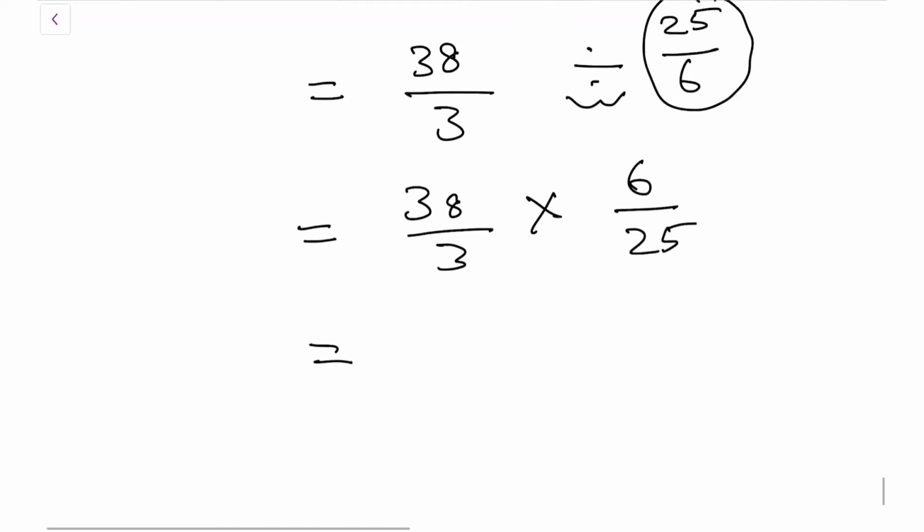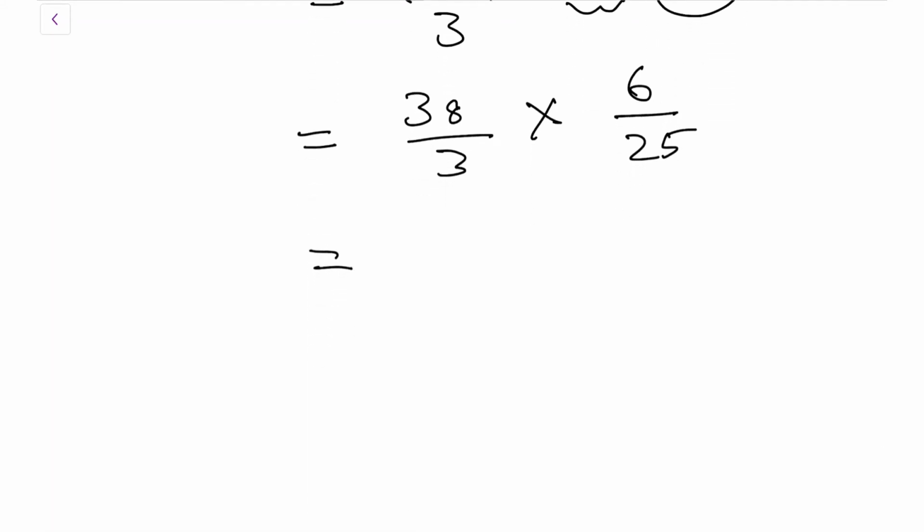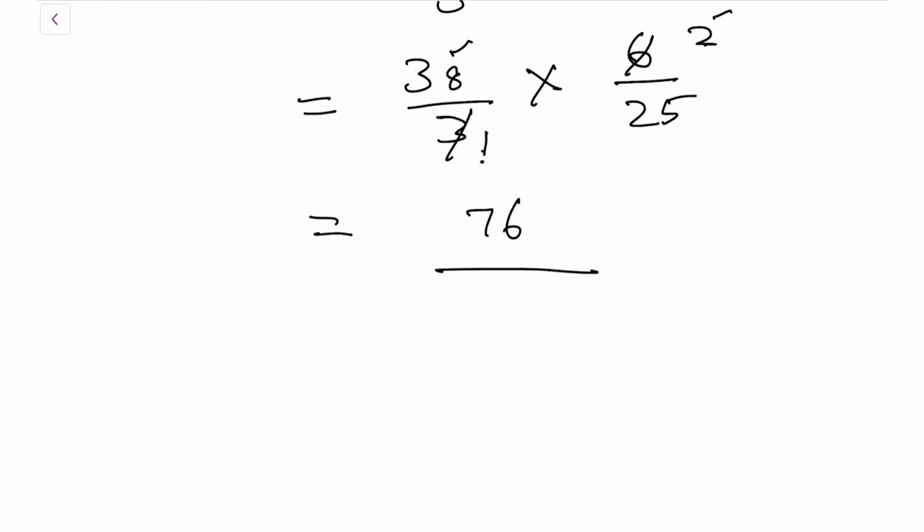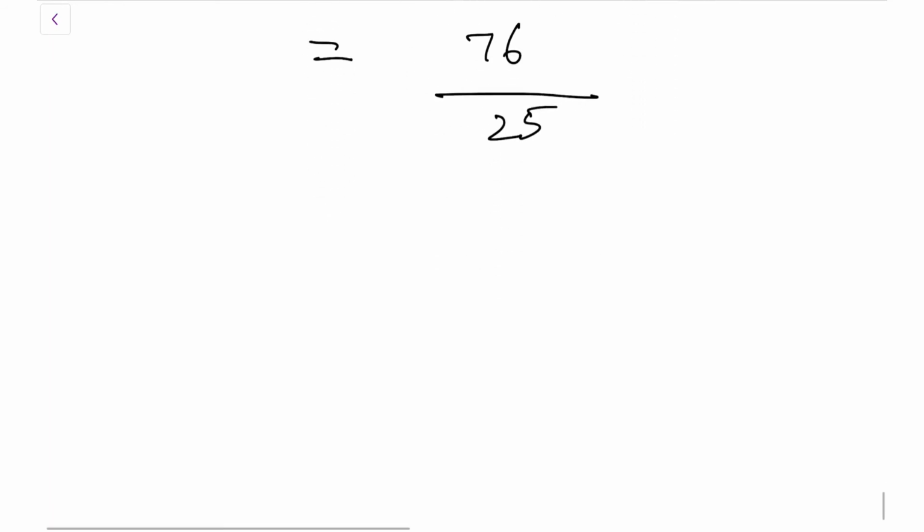Are there any common factors between denominator and numerator? We can see that 3 is there. 3 1s are 3, 3 2s are 6. That's it. Now multiply the numerators. That is 38 into 2 is 76 divided by 1 into 25 is 25. So 76 by 25 is your answer.